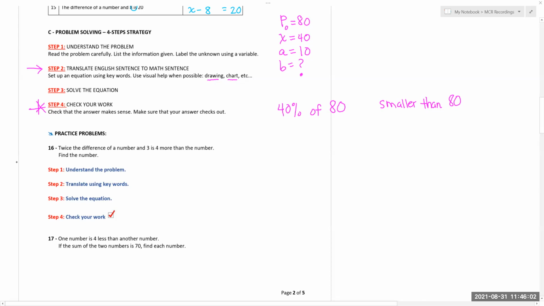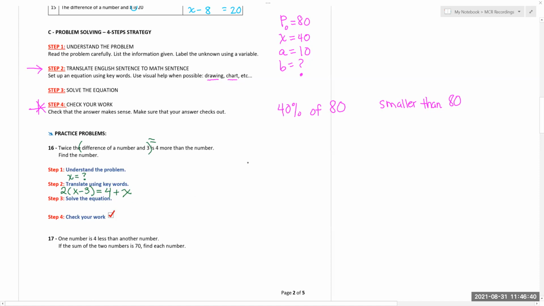So we read this one: twice the difference of a number and 3 is 4 more than the number. Find the number. Okay, so I am looking for some variable x, and I have English that I'm going to convert to math. So now I'm going to translate it using keywords. Twice the difference, so this piece gets parentheses: twice the difference of a number and 3 is 4 more than the number.